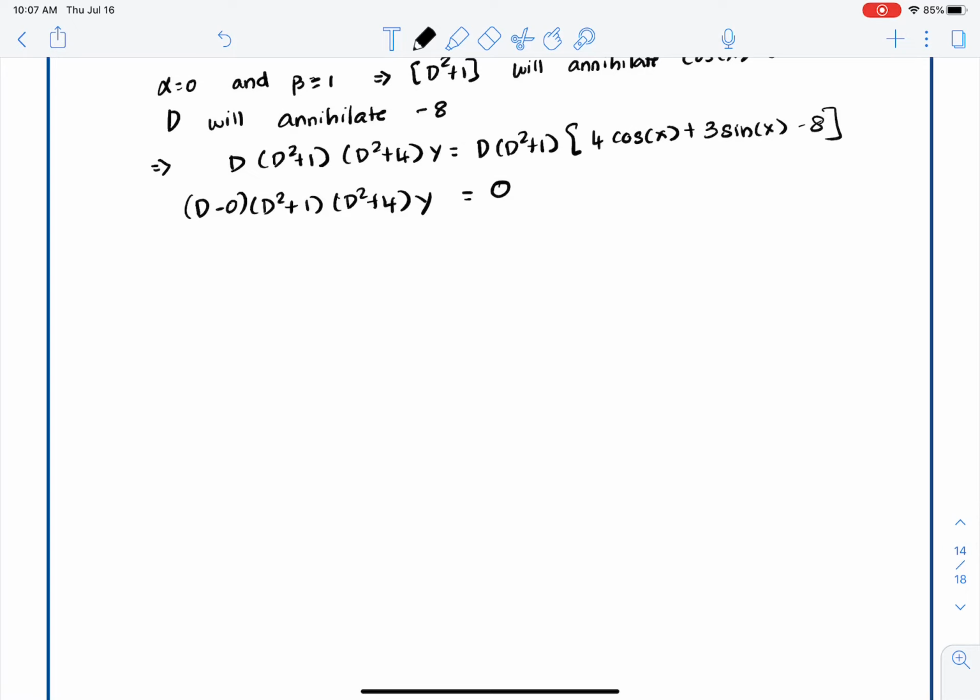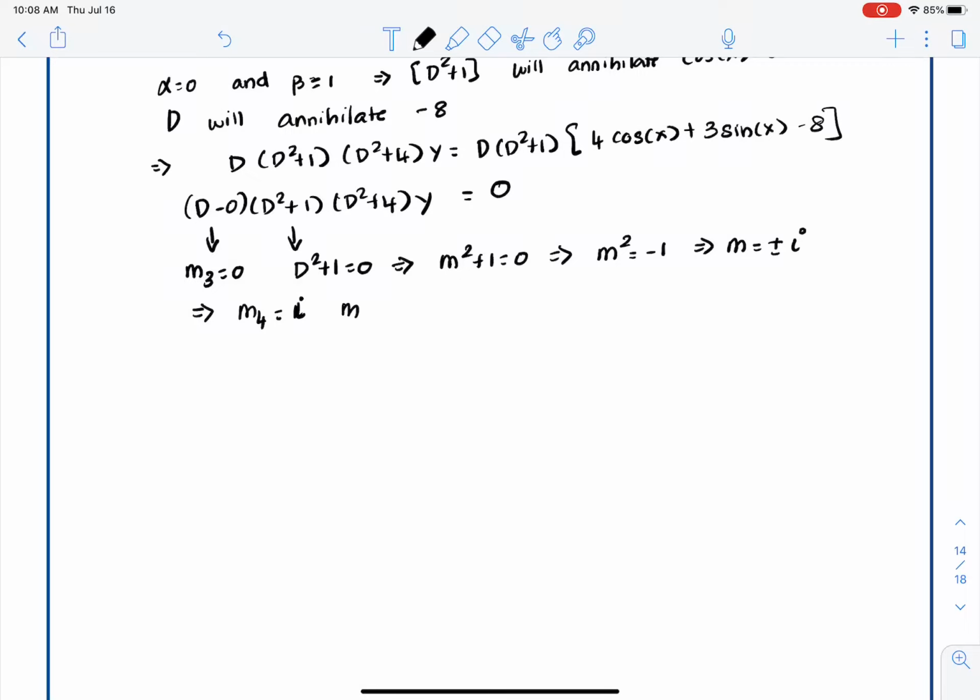The roots for the particular solution are m3 equals 0, m4 and m5. We can get that from setting that equal to 0, which would mean m squared plus 1 equals 0, m squared equals minus 1, m is equal to plus or minus i. So m4 is i, and m5 is minus i.